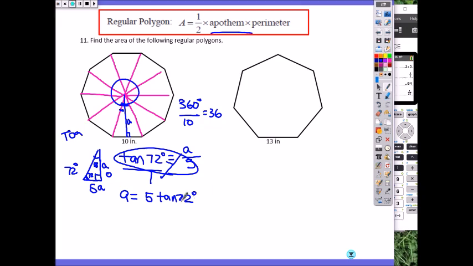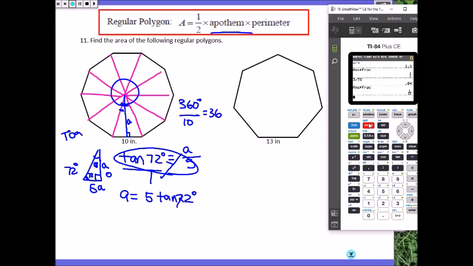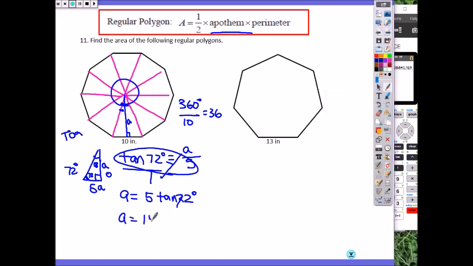Make sure your calculator is in degree mode, right? You go to the mode and make sure it's in degrees. So what is 5 tangent of 72? 15.39. A equals 15.39. Always round your answer to the second decimal place.